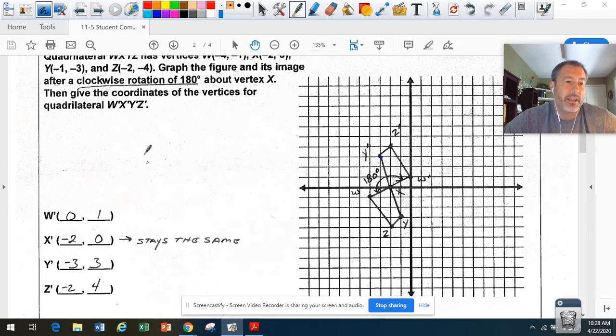So that was one way that we figured out all of these new coordinates for our quadrilateral when we did a rotation around point X. Okay, very good. Let's continue on.